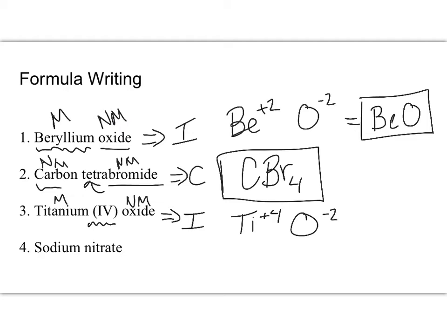Now we have to be careful here, because if I were to crisscross these, I would get Ti2O4. That is not correct because that is not a reduced ratio. We want to think about how many of each piece we need in order to make sure my charge is balanced. Or I can just reduce that crisscross there. So that's actually going to be TiO2.